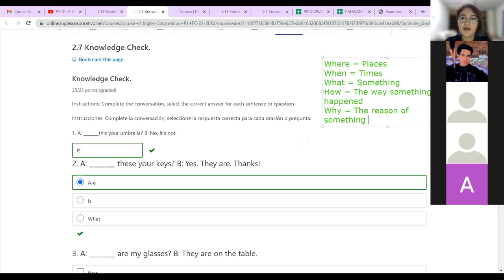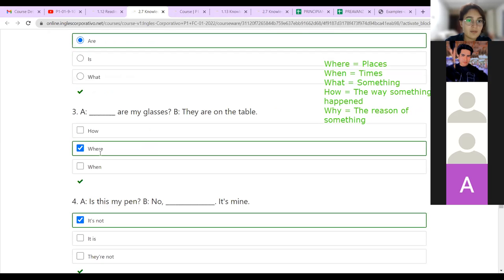And we also saw that for WH questions, ya vimos que necesitamos dar más información. So when nos preguntan where are my glasses, yo no puedo contestar solo sí o no. I need to answer where it is. So they're on the table, they're in the car, they're on the kitchen tile, whatever. Así que tenemos esa regla. Whereas for the yes or no questions, is this yours? Yes, it is. No, it's not, right?